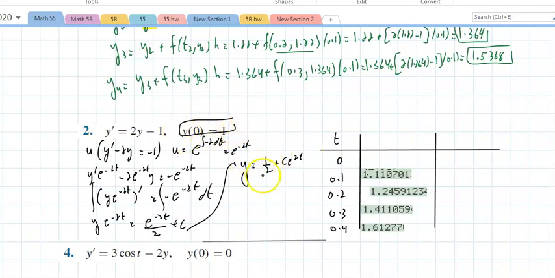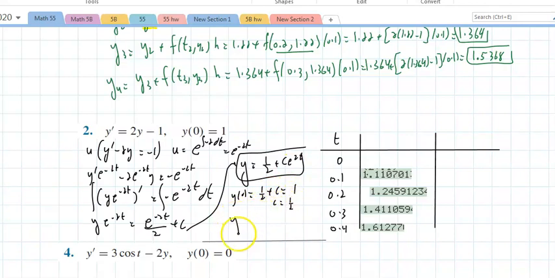Now y of 0 equals 1/2 plus c, and that is 1. So c equals 1/2. So my solution is y equals 1/2 plus 1/2 e to the 2t. This is the exact answer. The solution is y equals, the book likes phi, but it's the same thing, 1/2 plus 1/2 e to the 2t. This is the approximation using Euler's.